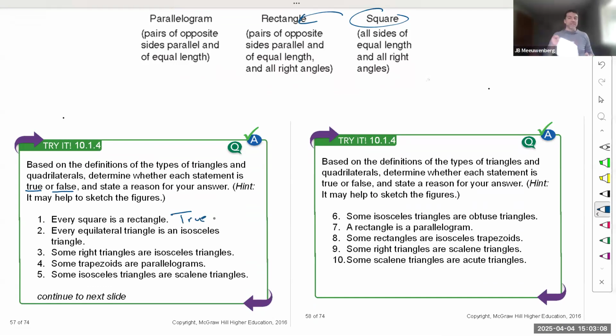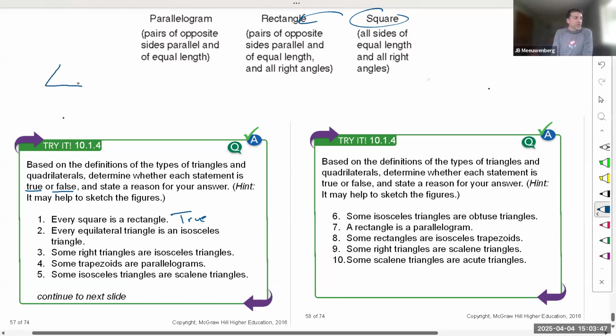Take a few moments, pause this, and see if you can go through and answer true or false to every single one of those statements. Okay, so let's see how you did. Number 2 says every equilateral triangle is an isosceles triangle. Well, in an equilateral triangle, all sides are the same. In an isosceles, it says at least 2 sides are the same. So yes, every equilateral triangle is an isosceles triangle.